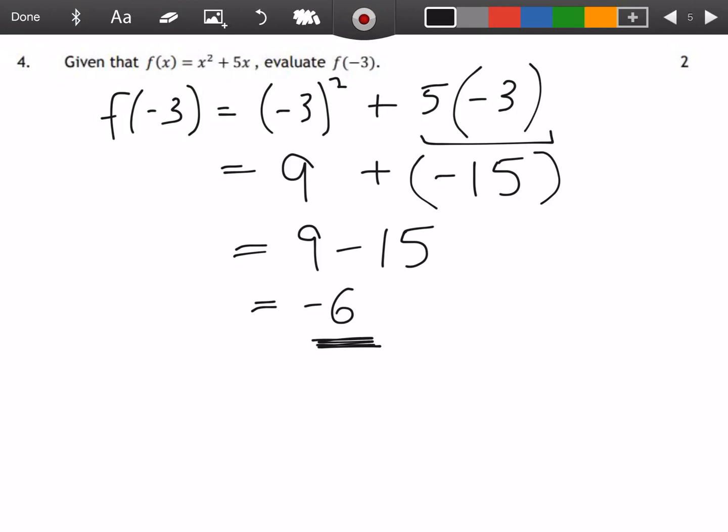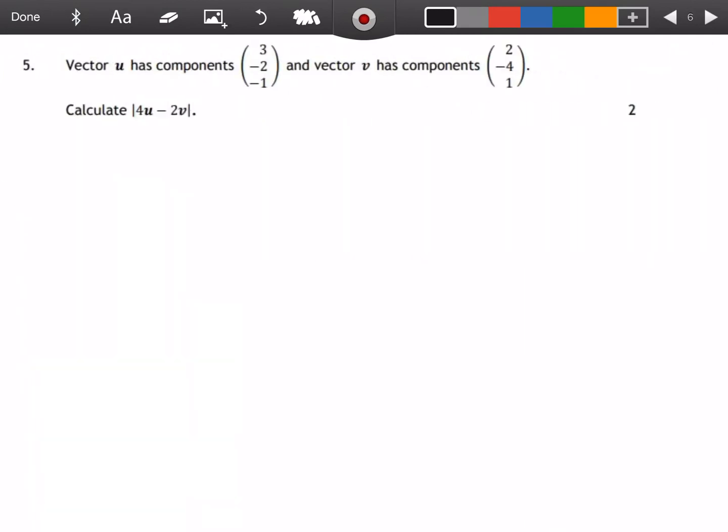Yep, that's that one done. Number 5. Vector u has these components and vector v has these components. Calculate, remember the two wee lines down the side means the magnitude. Okay, that's what they're looking for, the length of the vector.